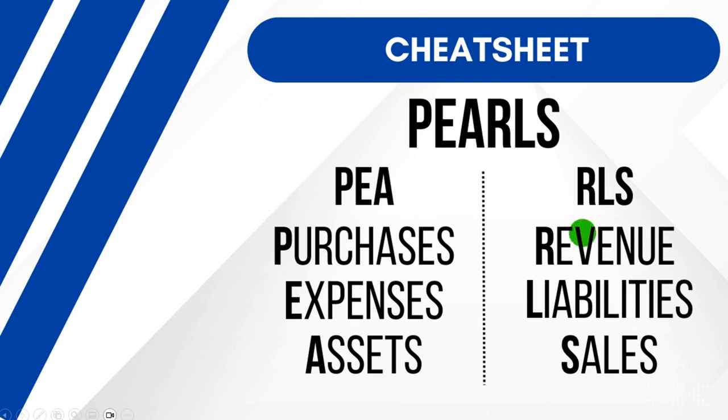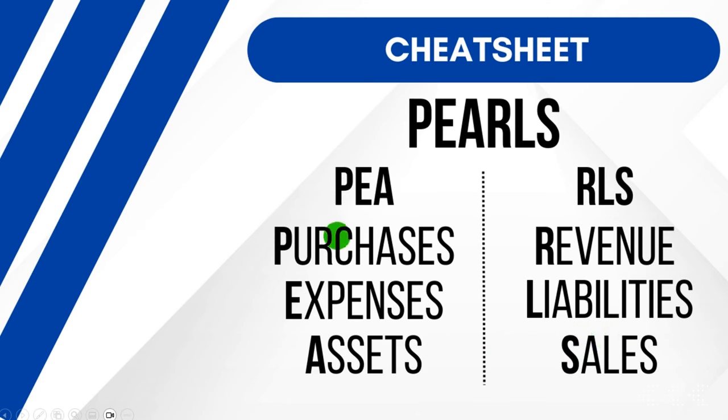Your credit entries are going to be revenue, so money into the business, such as bank interest received. Liabilities. Liabilities are things that the business owes. So assets are something that the business owns: a motor vehicle, property, equipment. Liabilities are items that the business owes, such as loans, mortgages, credit cards, tax. These are liabilities and these are credits. S for sales. Sales are also credits.